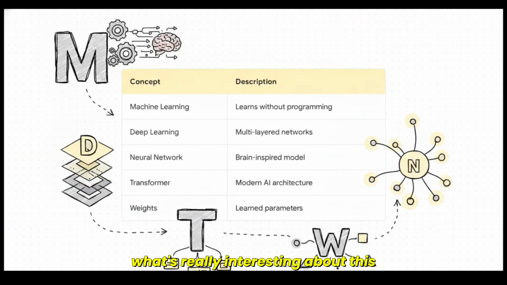Now, what's really interesting about this slide is how these 5 concepts build directly on top of each other. At the top, machine learning, our M, allows computers to learn patterns from data without being explicitly programmed to do so. When you make that highly complex, you get D for deep learning. Deep learning relies on N, neural networks, which are computing models directly inspired by the human brain. And today, the absolute most powerful deep learning models use a specific architecture called a transformer, T, powering massive modern AI models. And how do all these networks actually know what to predict? Well, that comes down to W, the weights. These are the learned parameters inside the neural network that guide exactly how it makes its predictions.